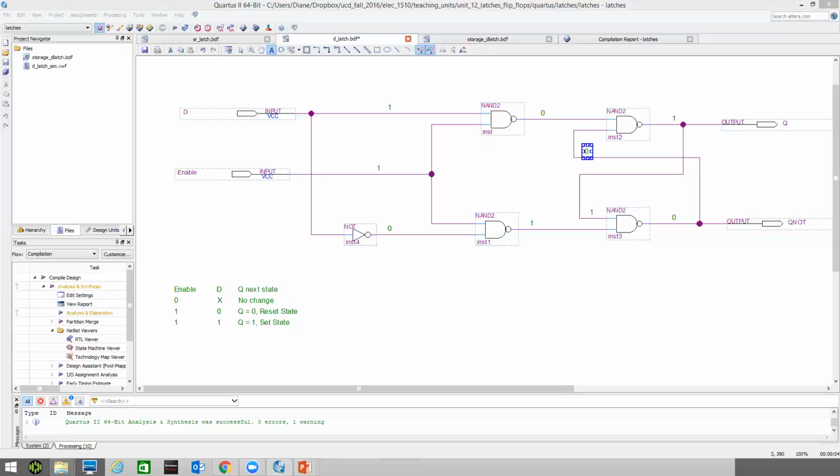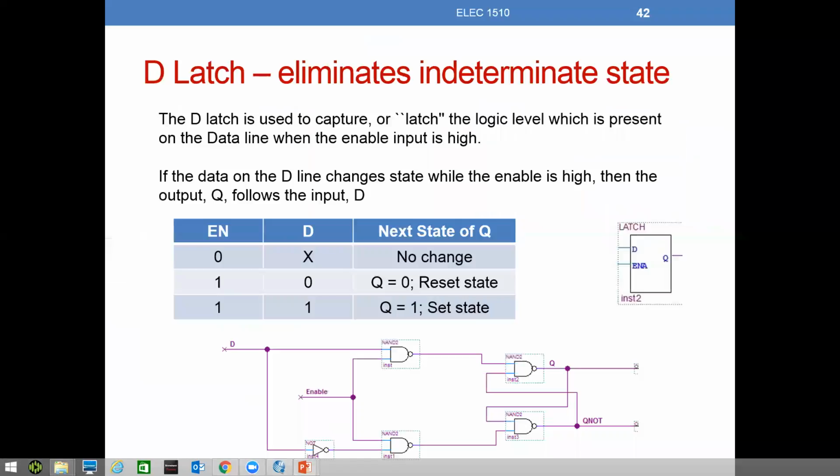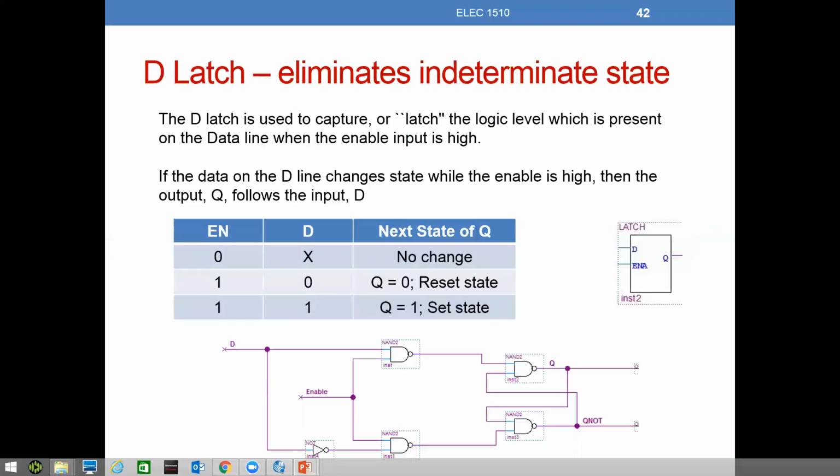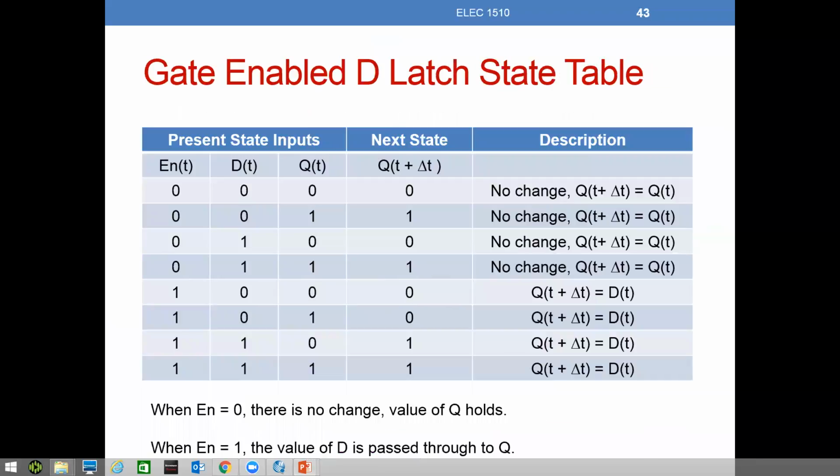All right, let's go back then. And that was our functional table here, right, that we just discussed. Let's look at the state table. So the state table has 3 inputs. It has enable in the present state, so enable at time t, D in the present state, Q in the present state. So we have these 3 inputs, so we have 8 binary combinations.